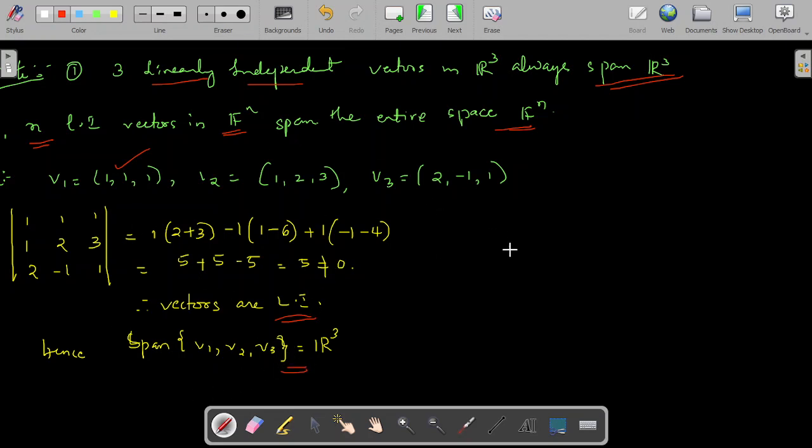You can check with your method also just to cross-check. You will get the same result. That is, any vector can be written as a linear combination of these vectors: x v1 plus y v2 plus z v3. You will get a non-homogeneous system of equations. Solve that non-homogeneous system of equations, and if there exist values for x, y, z, the system is consistent. Hence, the three vectors span the whole space R cube. So this is the procedure to check whether the given vectors span the whole space or not.